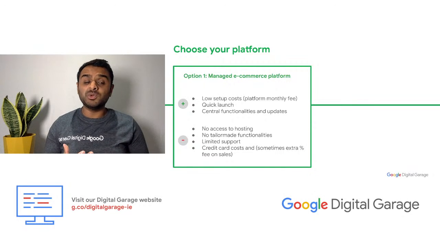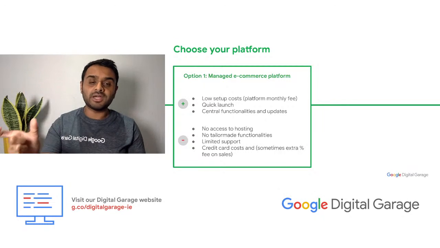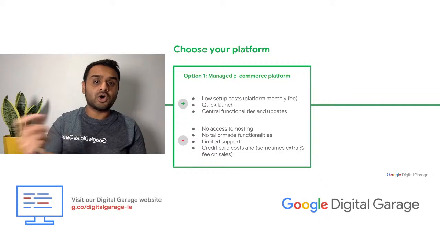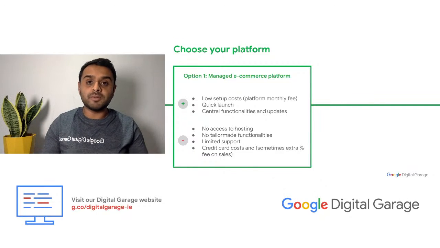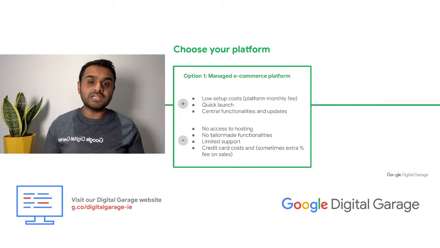So from your end, you essentially just buy a domain name, which is your website address, which ends in .ie or .com, whichever it might be. And then you use Shopify to essentially create your online shop. So it's a one-stop shop for everything. So you create your products.